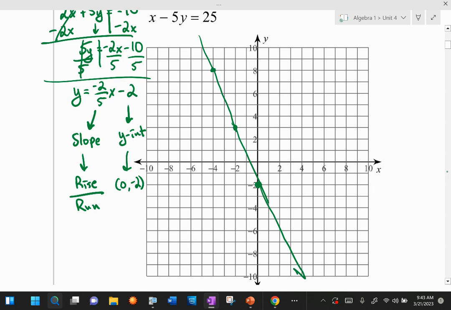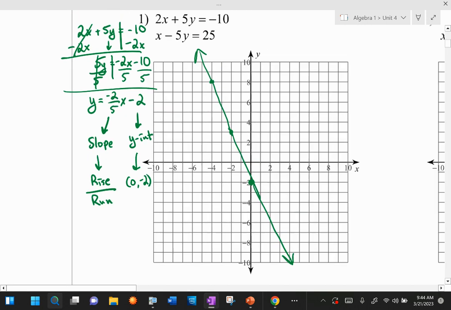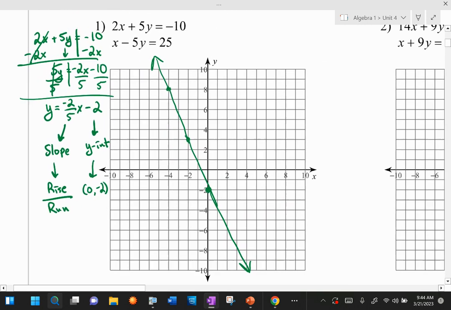Nice and squiggly. But we'll pretend it's straight. Okay, are we done? We're halfway done. Only halfway.